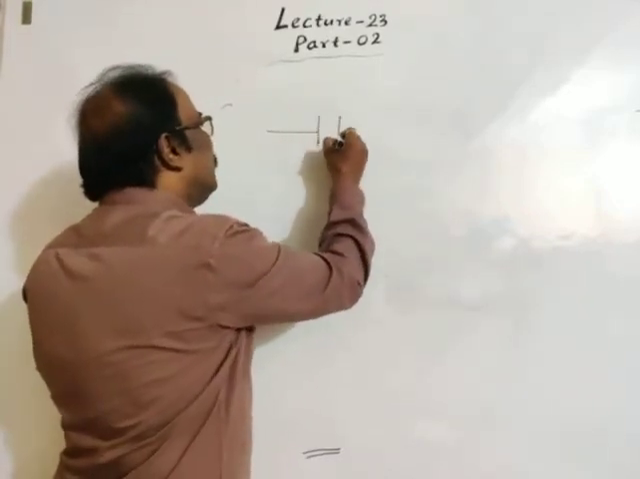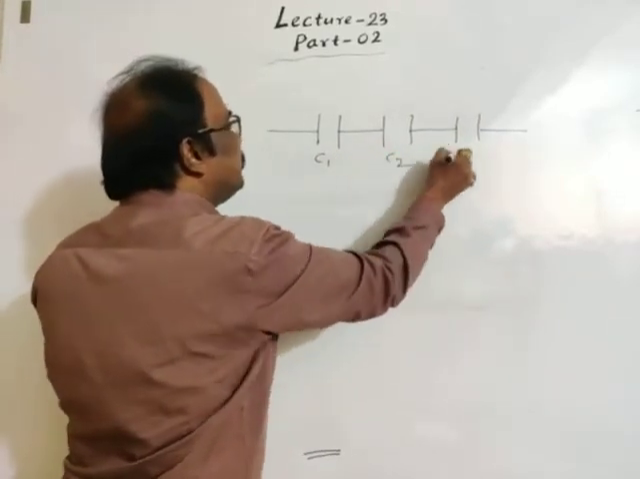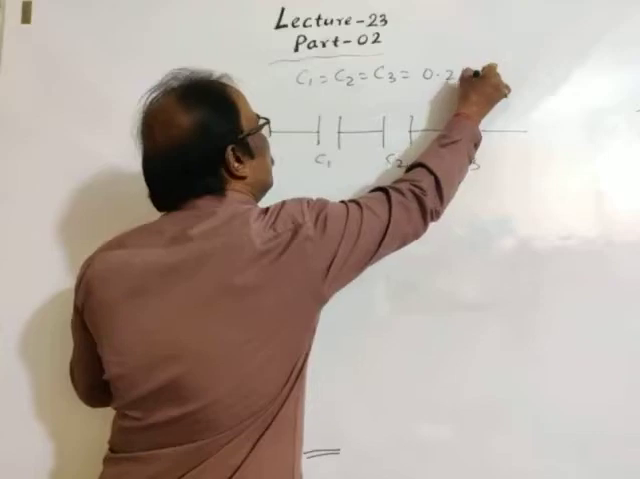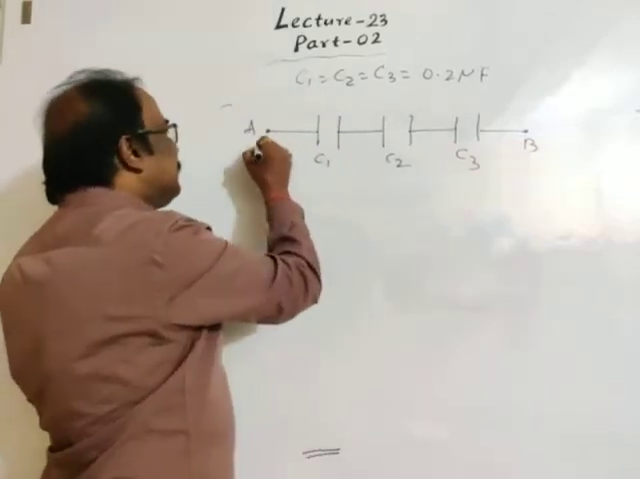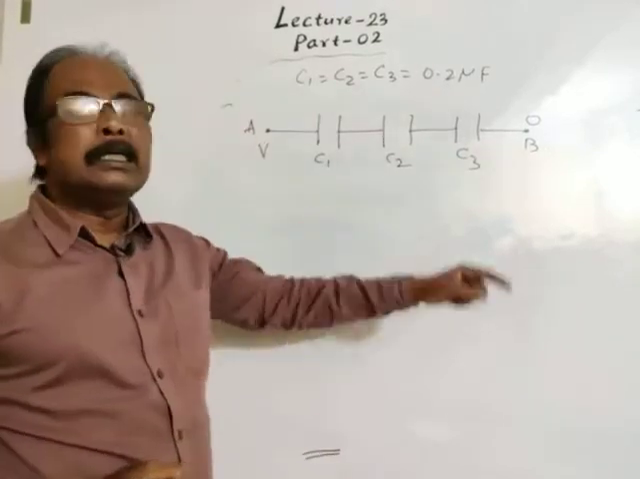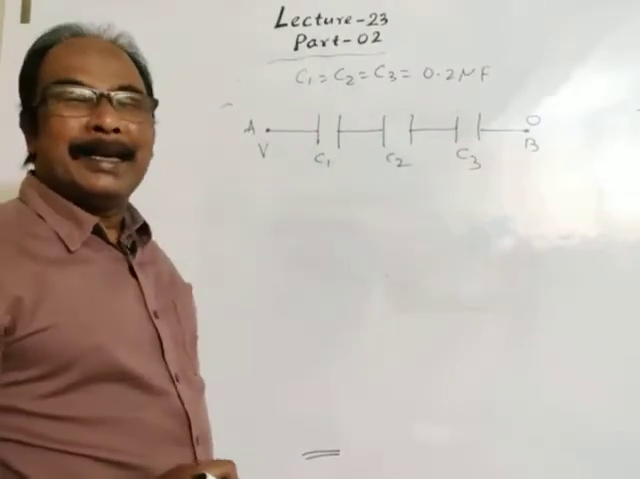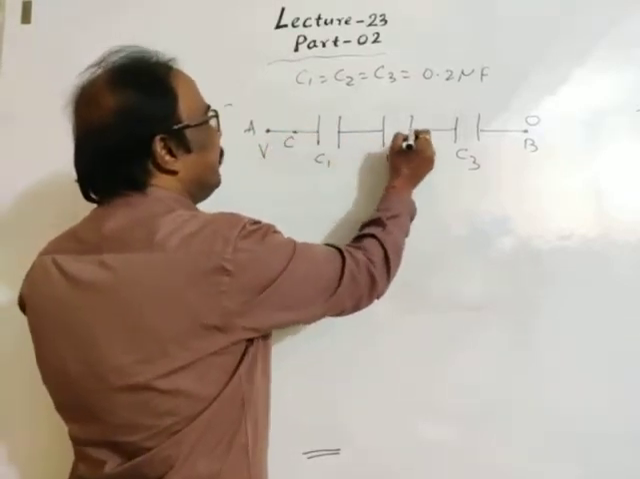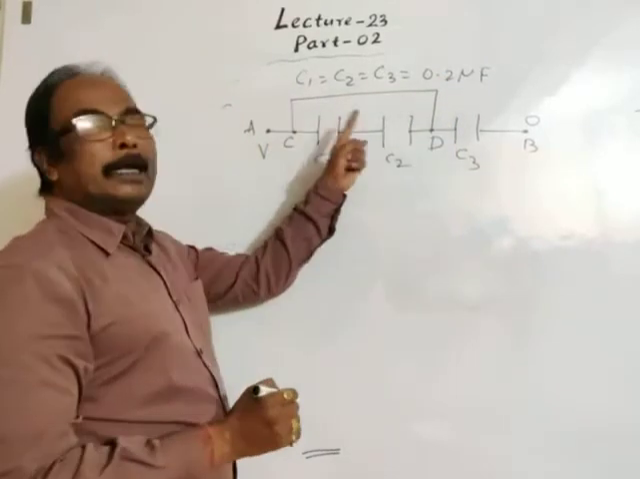See, number 1, number 2, number 3. Let's consider 3 capacitors, C1, C2, C3, and all of these have the same value, let's say 0.2 microfarad, connected to points A and B. Potential of A is V, potential of B is 0. Then obviously these 3 capacitors are joined in series. But here, I am connecting a conducting wire of zero resistance from C to D, connected between C and D.